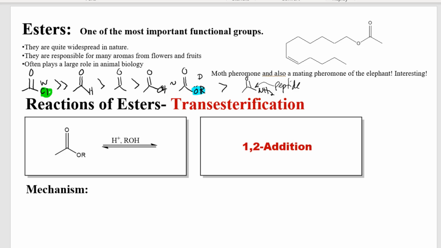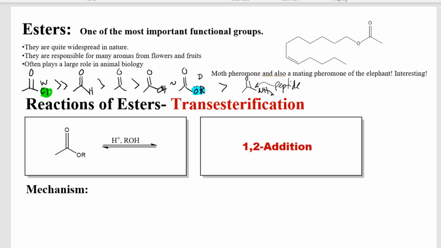They're also widespread in nature, and what I find interesting about them is that they are responsible for many of the beautiful aromas that we smell. So the scents of a lot of flowers and fruits can be attributed to an ester. They also play a large role in animal biology.